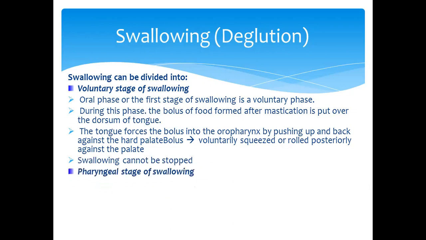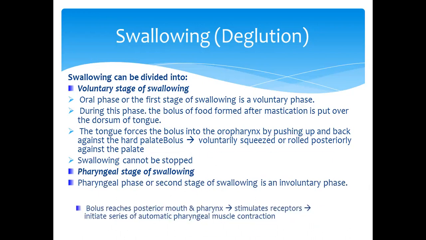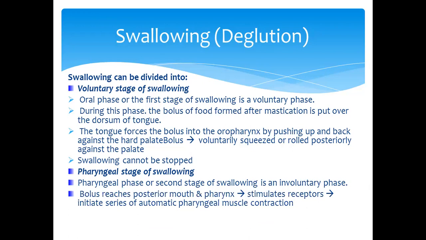Moving on to the second stage, that is the pharyngeal stage of swallowing. As we discussed, the oral phase is a voluntary stage, but the pharyngeal phase is an involuntary phase. The bolus reaches the posterior mouth and pharynx and stimulates the receptors. The receptors initiate a series of automatic pharyngeal muscle contractions.